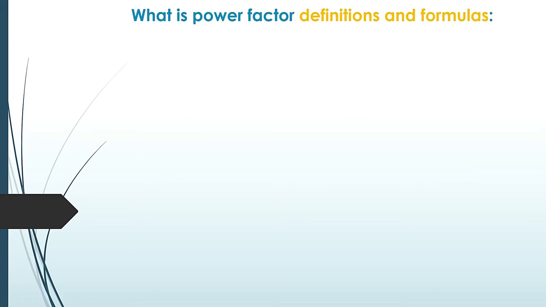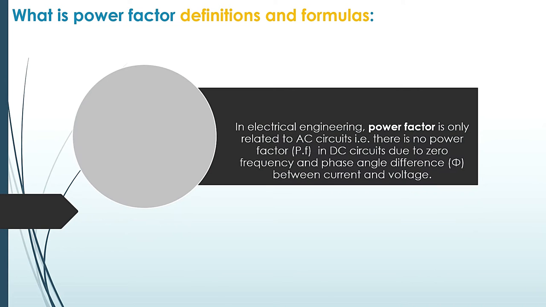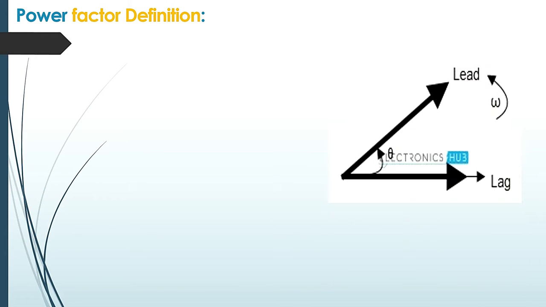Next one is what is power factor definitions and formulas. Normally in electrical engineering, power factor is only related to AC circuits. That is, there is no power factor in DC circuits due to zero frequency and no phase angle difference theta between current and voltage. Okay, there is no phase angle difference between the current and voltage in the DC circuits. So this is mainly for the AC circuits. So, power factor definitions. This is the curve.